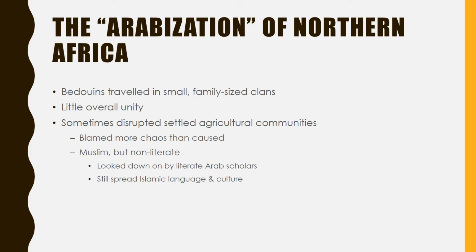Bedouins typically traveled in small, family-sized clans, and they had very little overall unity. They're really similar to the Berbers, which we talked about before in Northern Africa. When they settled, they sometimes disrupted agricultural communities that were already existing in the territories where they were settling in. But generally speaking, they were blamed for more chaos than they actually caused, and they have a negative connotation because of that. They were Muslim, but unlike a vast majority of Muslims, they were not literate.